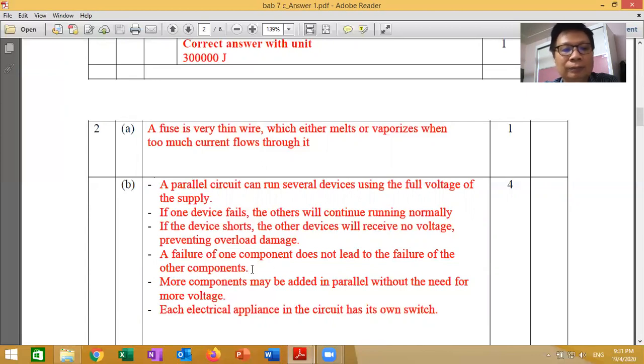Okay, the next one is more components may be added in parallel without the need for more voltage. No need, because everyone will receive the same voltage. So more components may be added in parallel without the need for more voltage. You don't need to add more voltage. And the last one is each electrical appliance in the circuit has its own switch, meaning it can be turned on and off individually. So these are the advantages of parallel circuit.